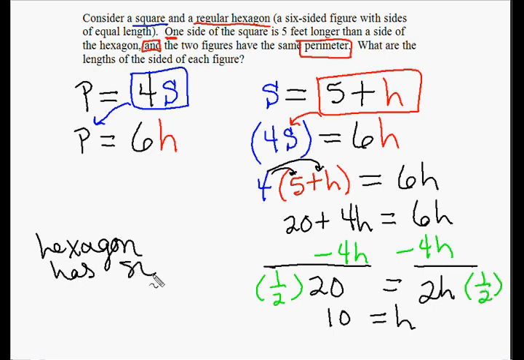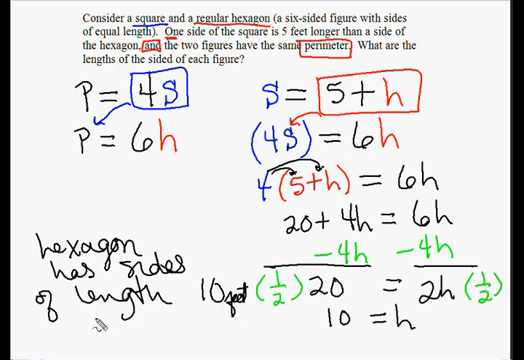So the hexagon has sides of length 10 feet, and the square sides are, well, I don't know.